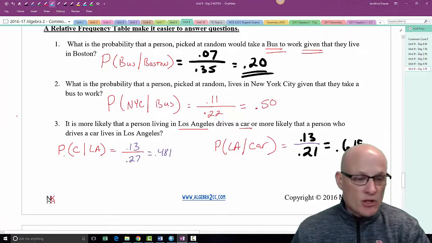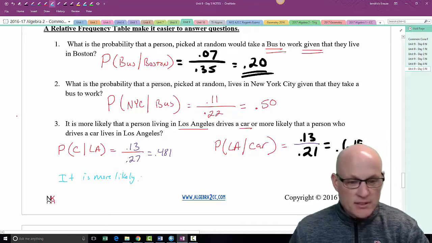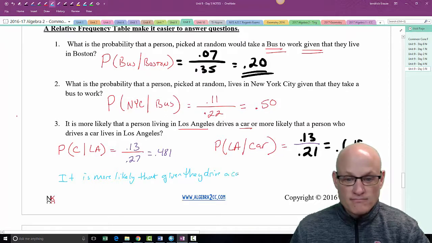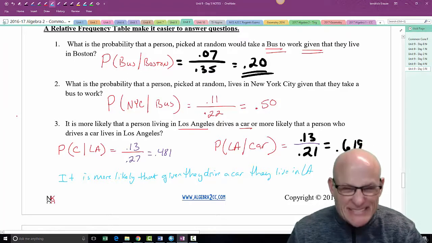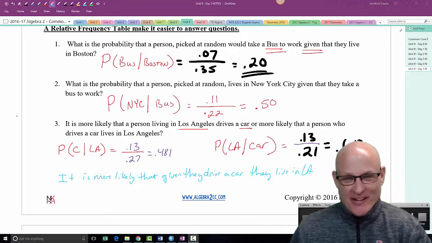And if I put that in my calculator, I get 0.619. So it is more likely that given they drive a car, they live in LA. That was a really pain in the neck question. That was there for fun. I hope you enjoyed it as much as I did.